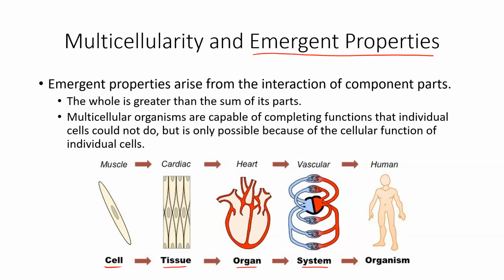Okay, so emergent properties arise from the interaction of the component parts, and the idea of emergent properties, to sum it up, is that the whole organism is greater than the sum of its parts. The whole organism is capable of doing more functioning than the individual parts that make it up. Multicellular organisms are capable of completing functions that individual cells could not do, but this is only possible because of the cellular functions of the individual cells that make it up.